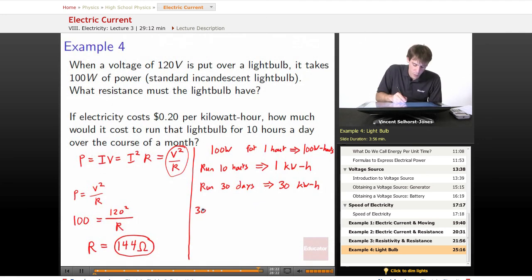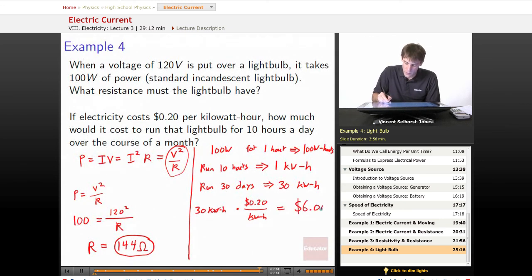Well, 30 kilowatt hours times 20 cents per kilowatt hour, we wind up getting that it costs $6. So running a 100-watt light bulb for the entire course of the night is a nice convenient thing. It might be useful to have a hall light on at all times, but that costs you $6 to have that convenience. Something to think about.